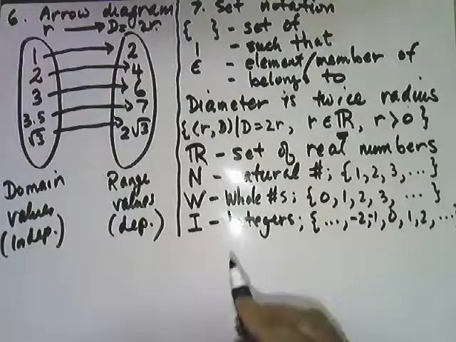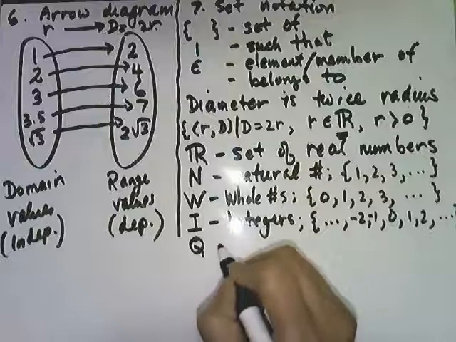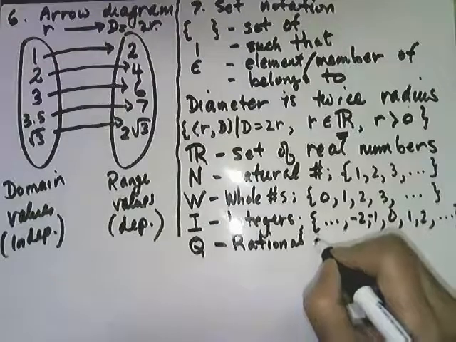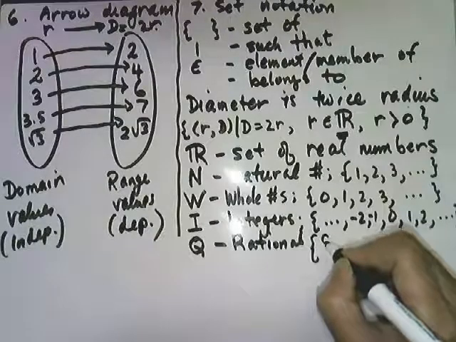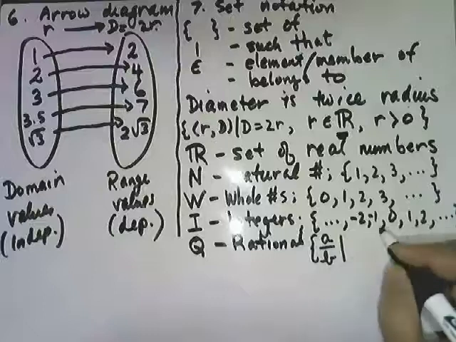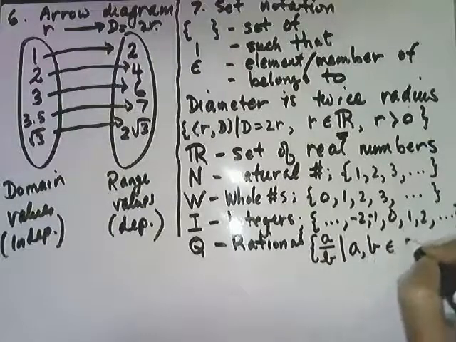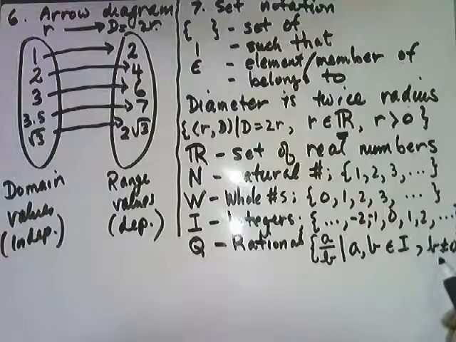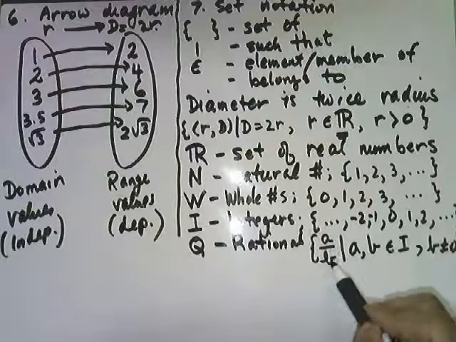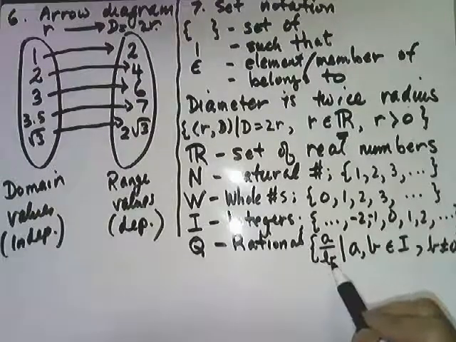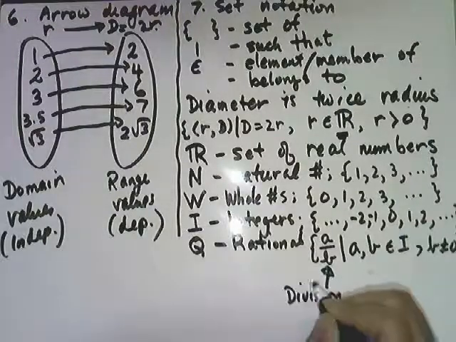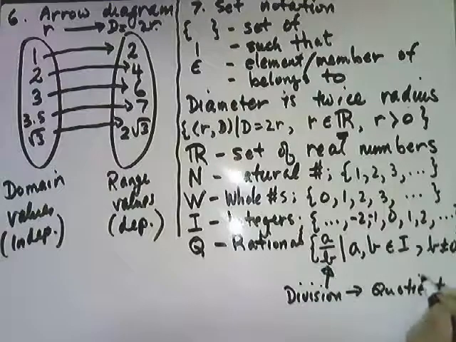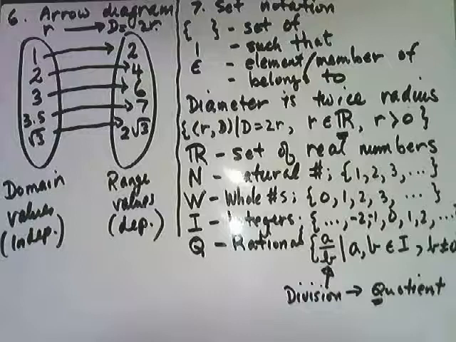This next one is going to be a little bit unusual. I'm going to use Q to represent the rational numbers. I'm going to use set notation. The rational numbers are the set of all numbers a over b such that a and b are integers, b cannot be 0. This is the formal definition of what a rational number is. Basically, it's a fraction, as long as this bottom number is not 0, because we cannot divide by 0. This is a division problem. The division problem results in a quotient, which is the answer to a division problem. So we use Q to represent the set of rational numbers.